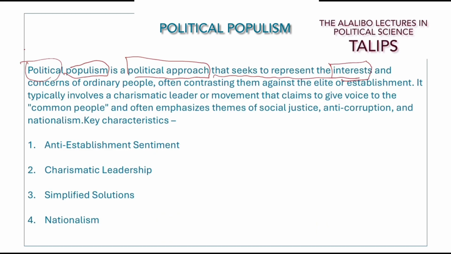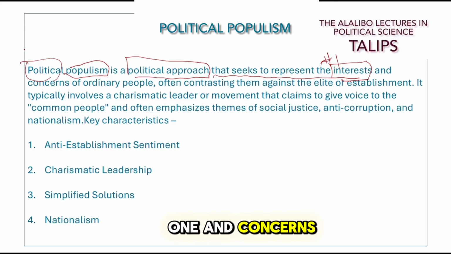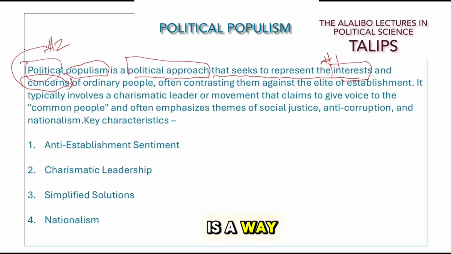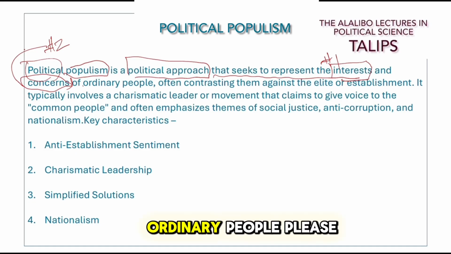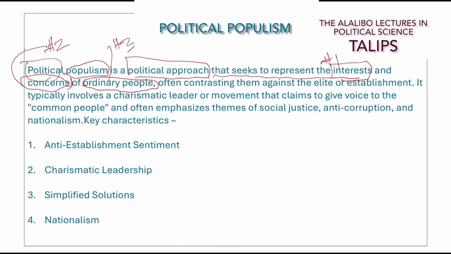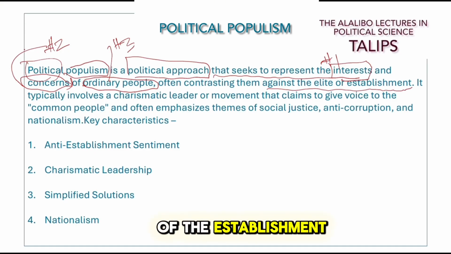Now, take note of this, students. The interest, that's one. Let's put that here as one. And concerns, right? Let's put that here as two. So political populism is an approach, it's a way that seeks to represent the interests and concerns of who? Ordinary people. Please take note, that's number 3. Right, so 3 things happening here: interest, concerns, right? Interest, concerns of ordinary people in society, often contrasting them against the elite of the establishment.